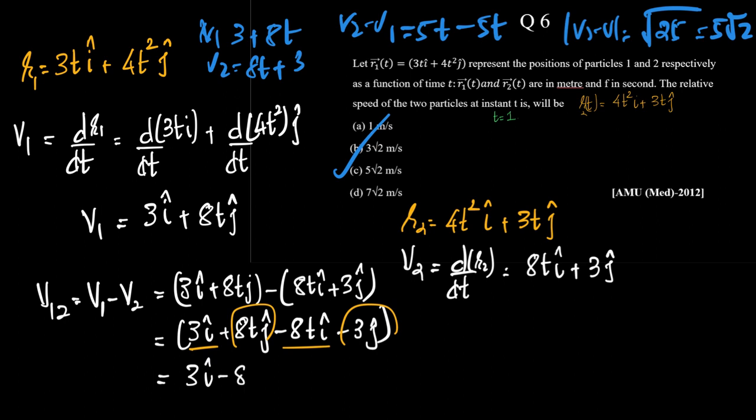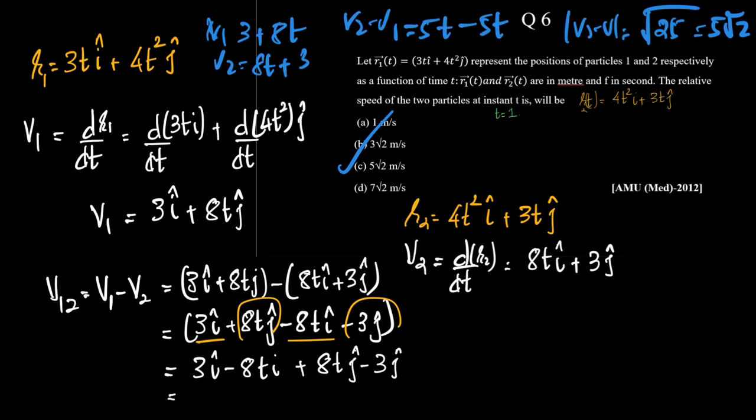3i cap minus 8t i cap plus 8t j cap minus 3j cap. So what is 3i cap minus 8t i cap? 3i minus 8ti. Okay, we can't find that value, right? So what we need to do is, this is v12.